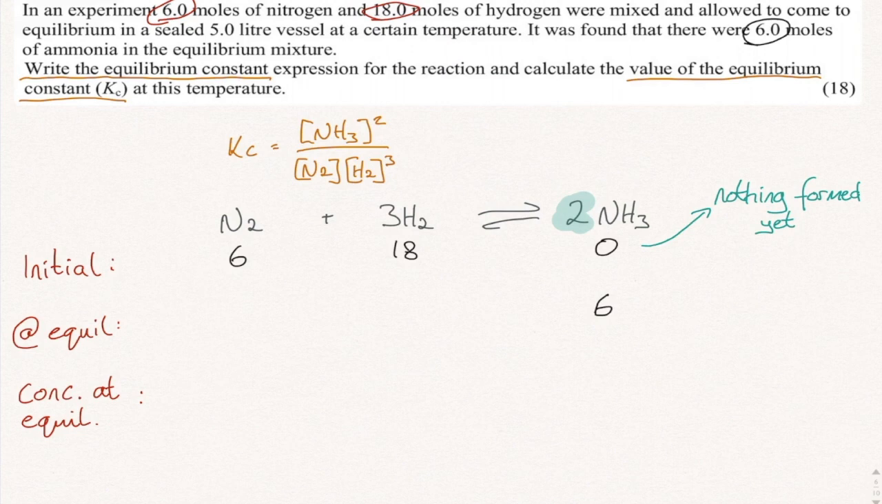Since we started off with 6 moles of nitrogen, there are only 3 moles at equilibrium. It must mean that 6 minus 3 equals 3 moles of nitrogen have reacted. We must not forget the ratio. For hydrogen there are 3 molecules, therefore 9 in total.